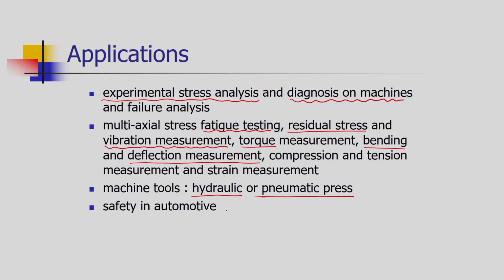Safety in automotives, a very important feature of today's automotive is the airbags which are protecting during the collision. So, these bags are operated based upon the strain gauges. Impact sensors in aerospace vehicles, these are also an important application.